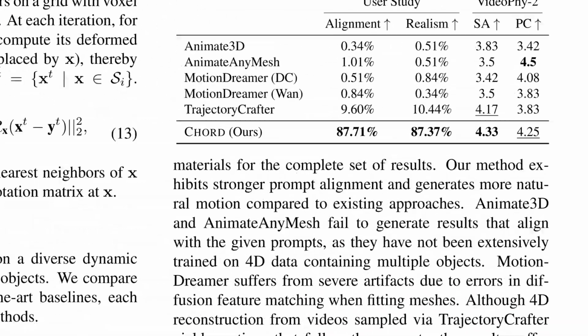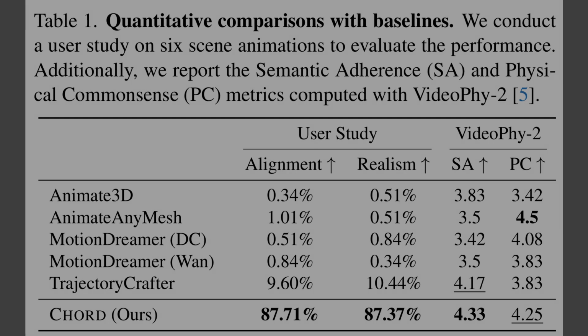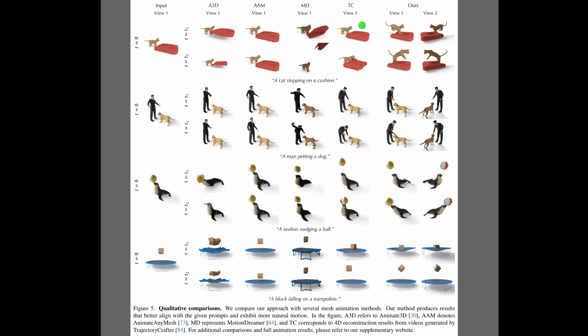So Table 1 validates this pipeline by comparing CHORD against 5 baselines. The user study columns on the left show a massive performance gap between the methods. While the best competitor, Trajectory Crafter, struggles to break 10%, CHORD captures nearly 88% of user preference for both alignment and realism. On the right, the automated VideoPhy2 scores confirm this trend, with CHORD leading in semantic adherence. It falls slightly behind in physical common sense, but only because the top baseline often defaults to static objects, which are stable but unresponsive.